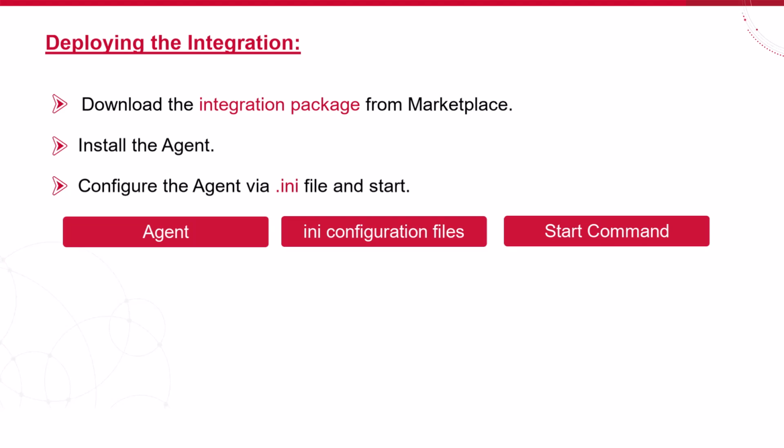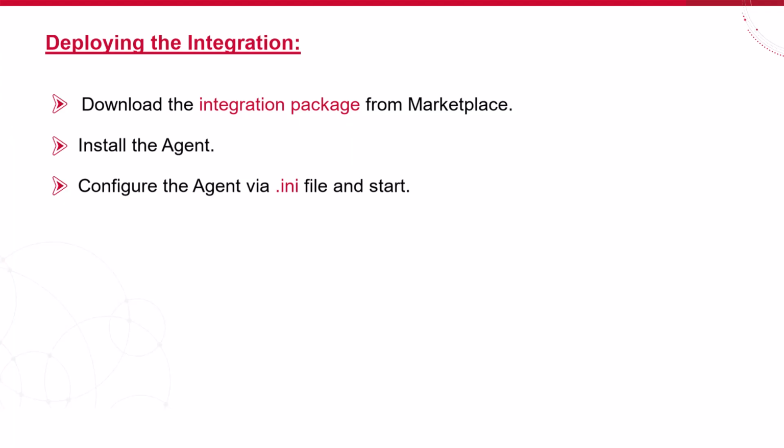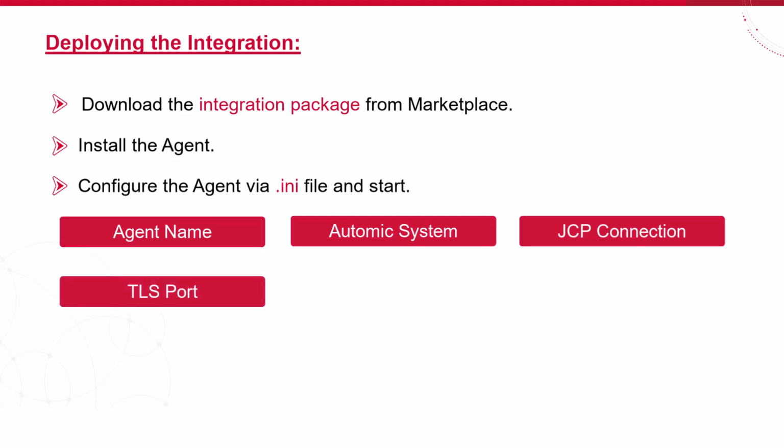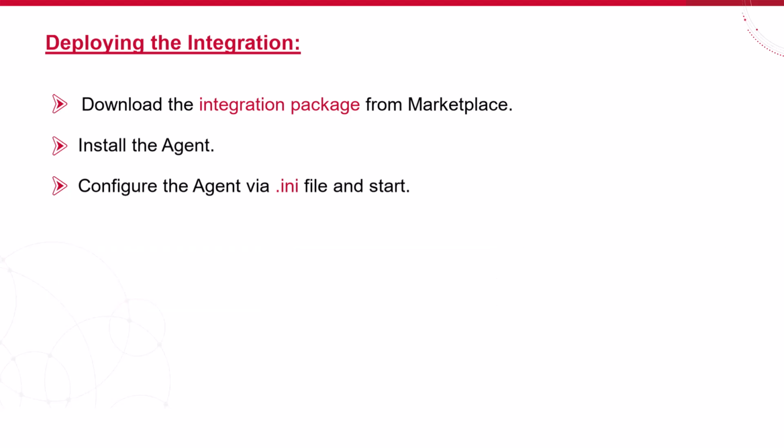OpenSSH is a standard Automic agent. It requires at least 4 values to be updated: agent name, Automic system, JCP connection and TLS port, and finally TLS certificate. When the agent is configured, we start it. New object templates are deployed. We create a connection to every OpenSSH instance we need to support.